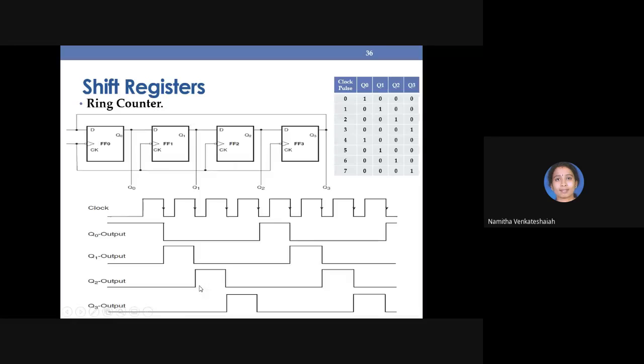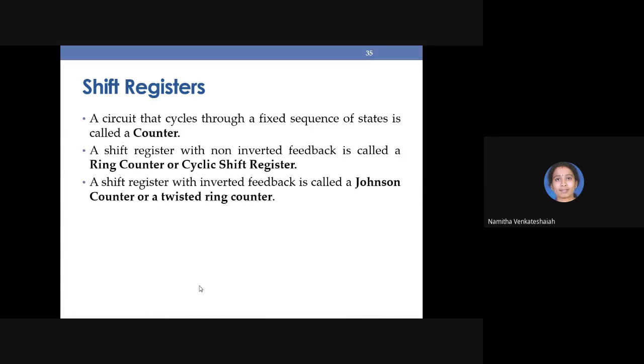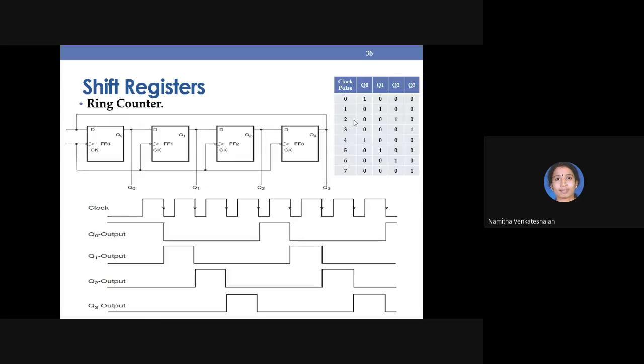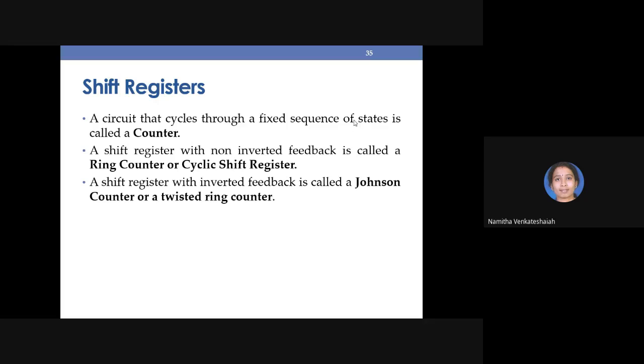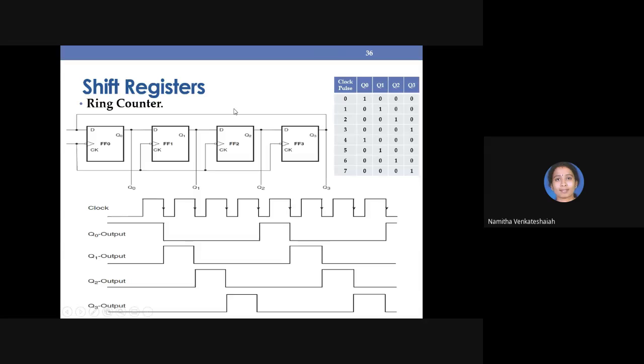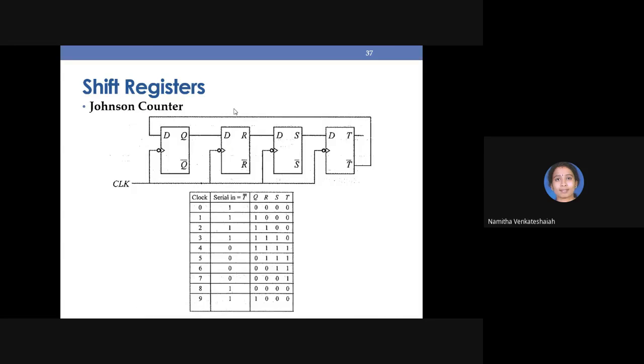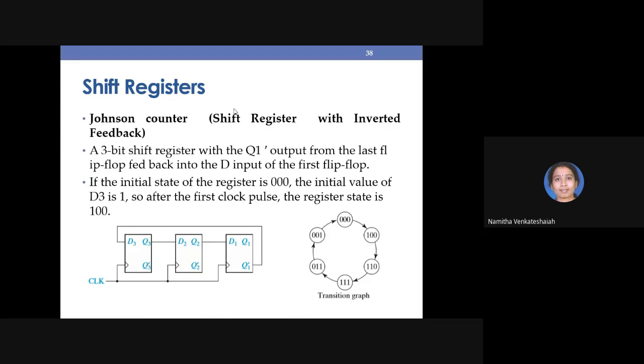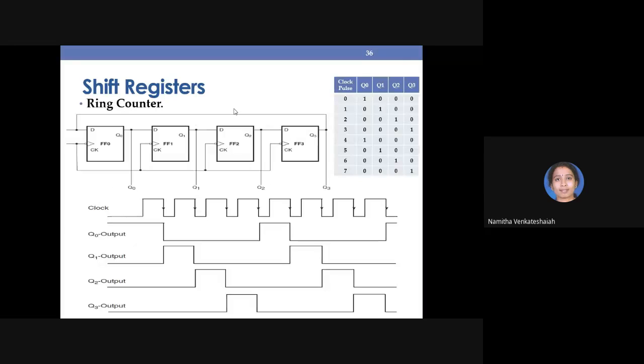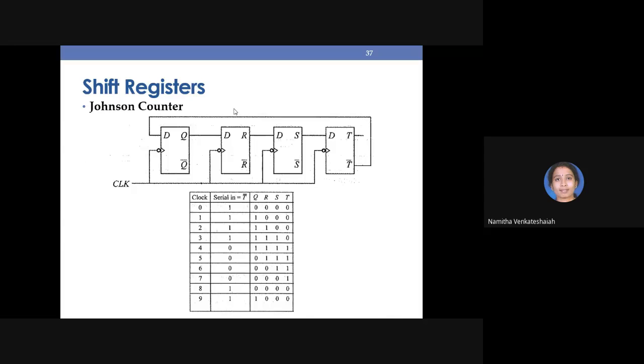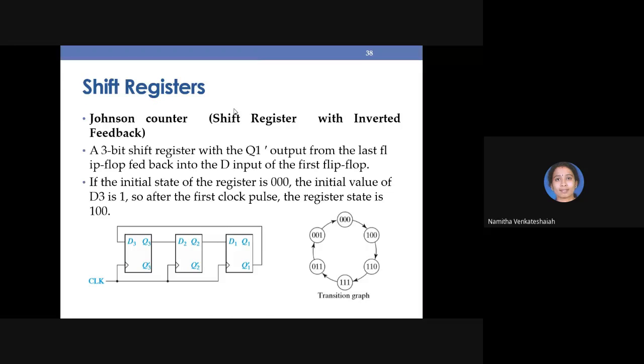So it is just for the idea. Now you just remember only this much. Ring counter means non-inverted feedback will be connected. Johnson counter means inverted feedback will be connected. That much is enough. And what is the definition of the counter? The circuit that cycles through a fixed sequence of states. Need not be continuous, but usually it will be continuous. These two things we will revisit later, but this is important.